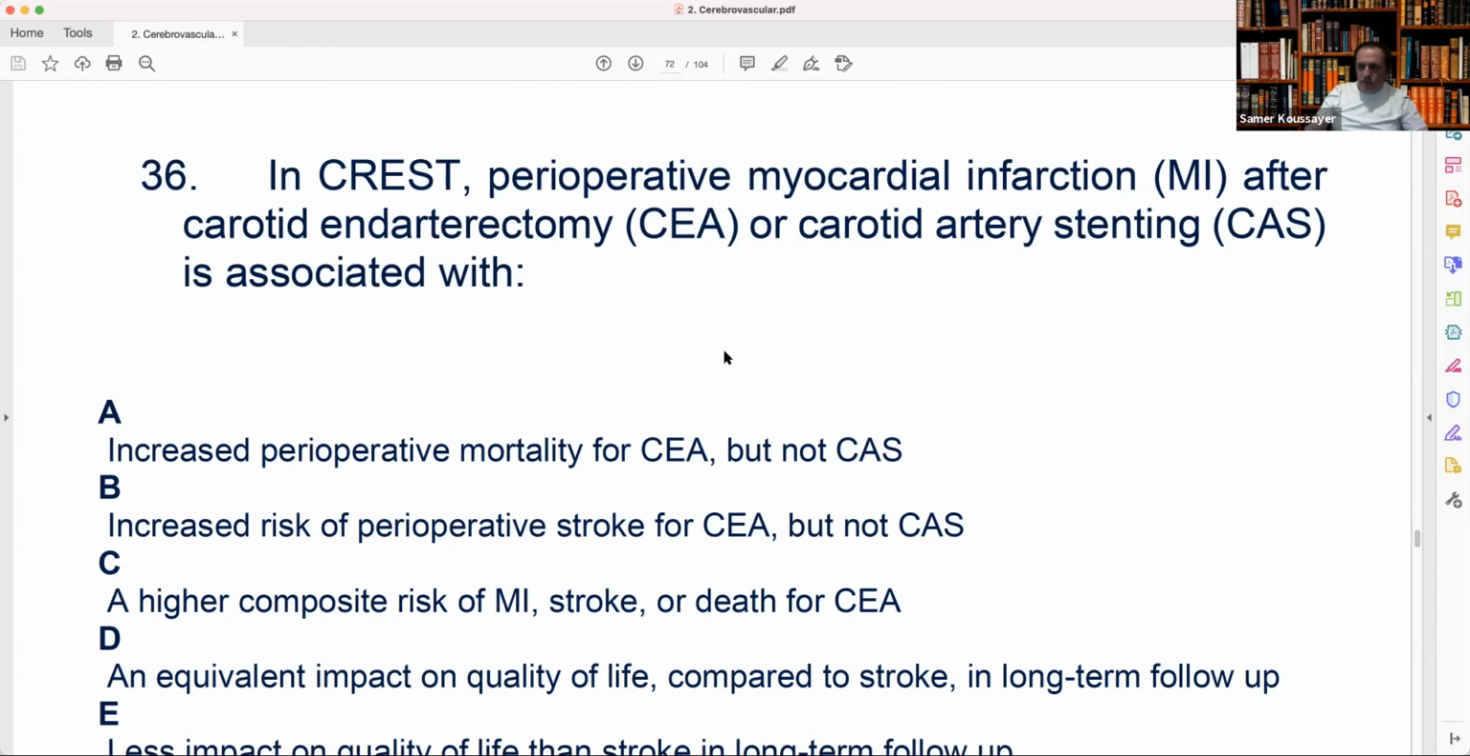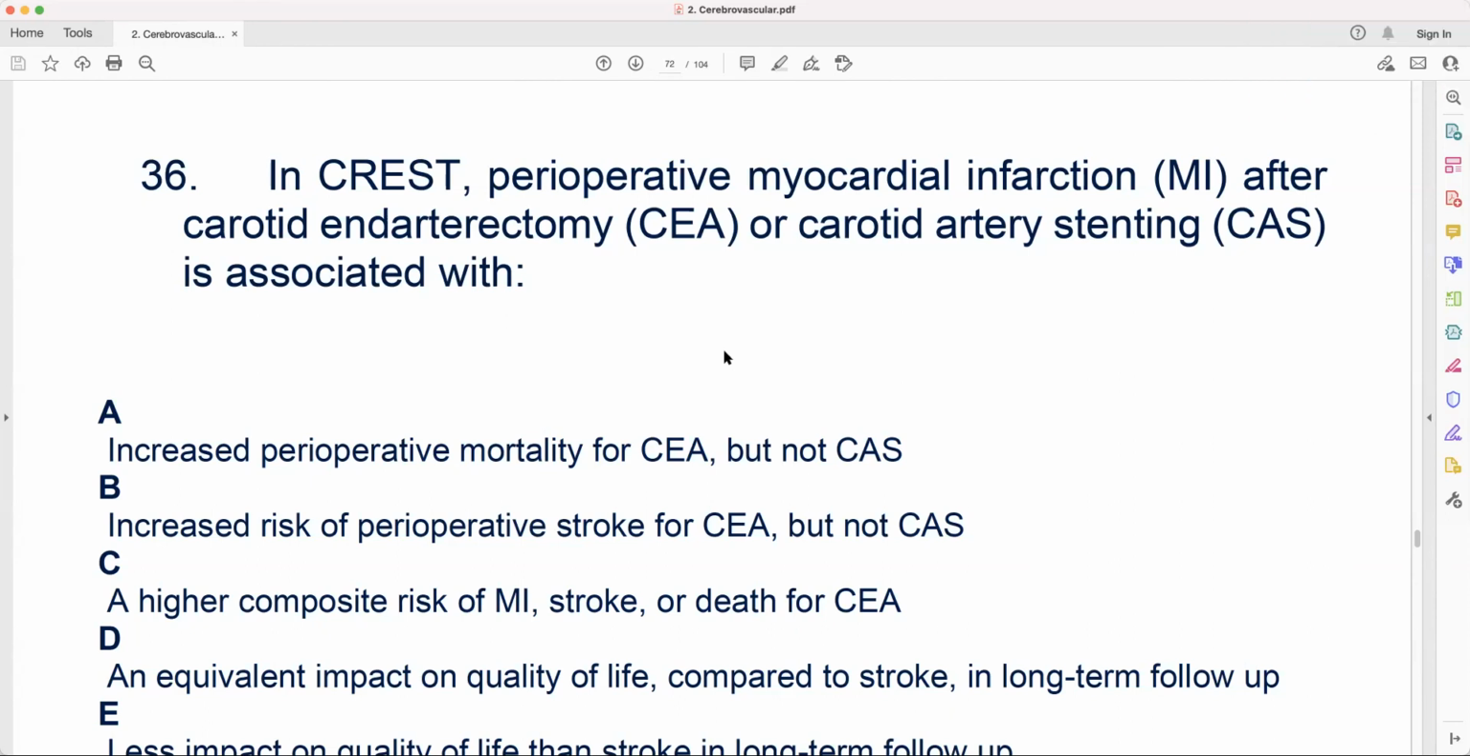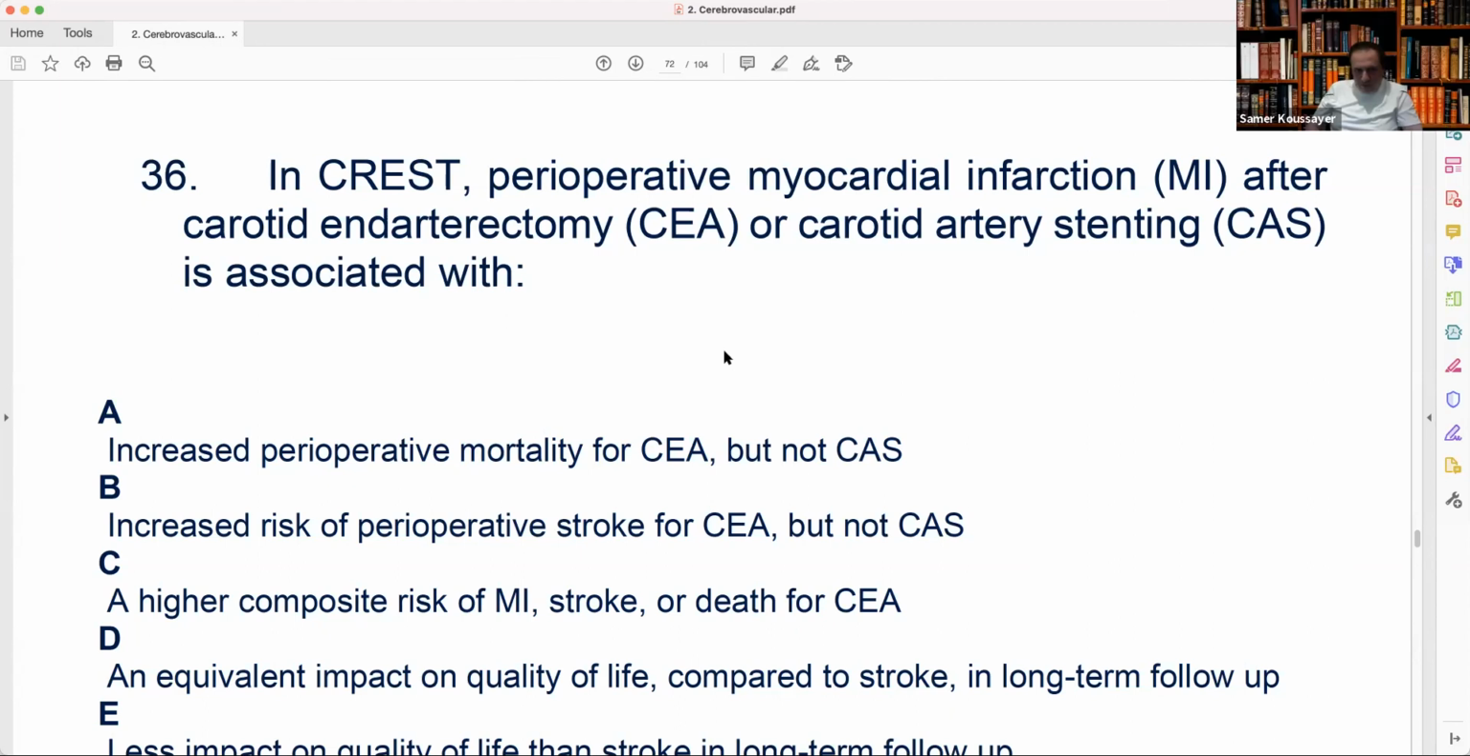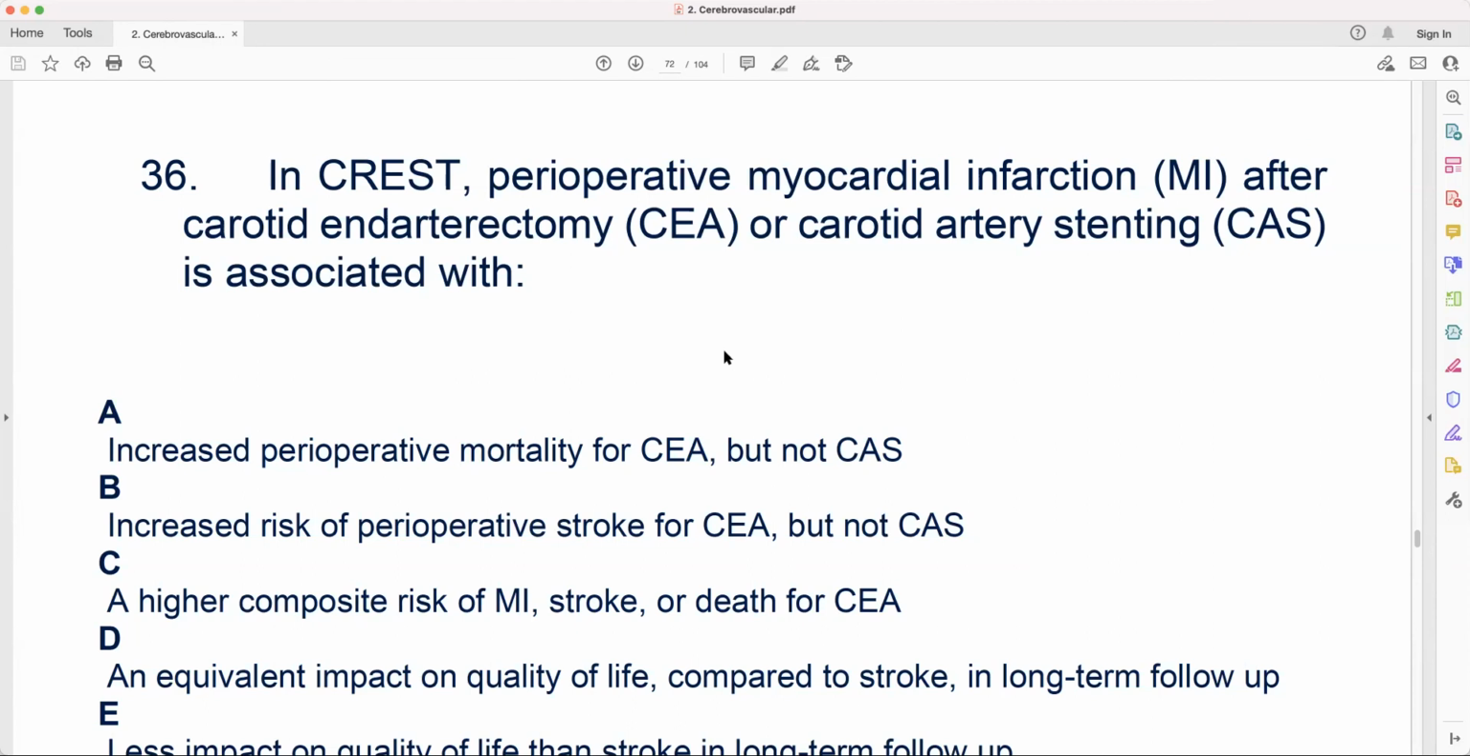Let's go one by one. CREST has increased preventive mortality for carotid, but not for CAS. They found mortality is no different between both. There was a difference between MI and stroke. Mortality was no different between both. So this is wrong.